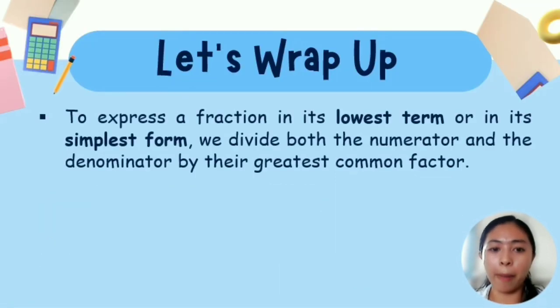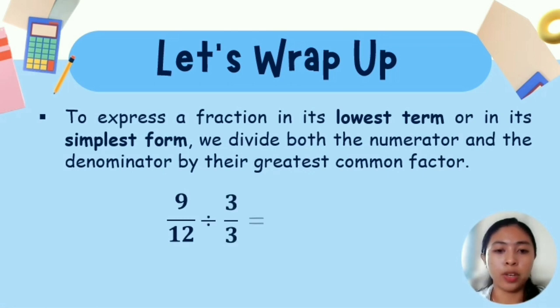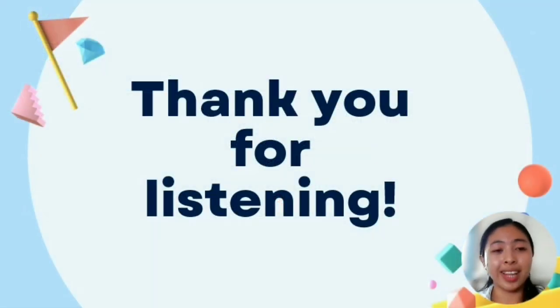Now let's have a wrap up. To express a fraction in its lowest term or in its simplest form, we divide both the numerator and denominator by their greatest common factor. For example, 9/12. The GCF of 9 and 12 is 3. So 9 divided by 3 is equal to 3, and 12 divided by 3 is 4. So the lowest term or simplest form of 9/12 is 3/4. That's all for our lesson 2, which is all about simplifying fractions.